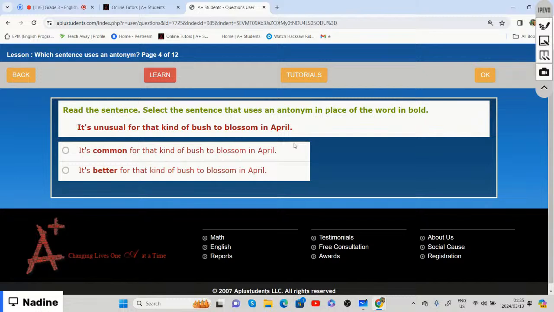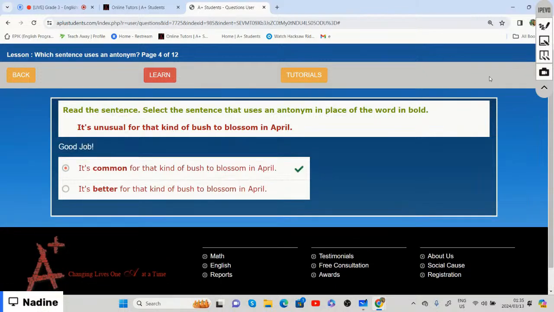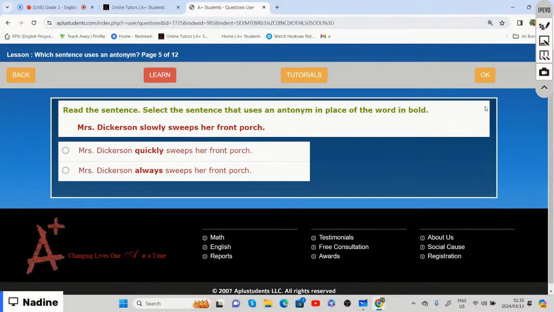All right. So we can say it's common for that kind of bush to blossom in April. So we need to say the opposite of common. Oh no, we're not saying the opposite. We're saying the opposite of unusual. Sorry, and we can say it is common. Yes. So well done. Sorry about that. All right. So we had to say the opposite of unusual.